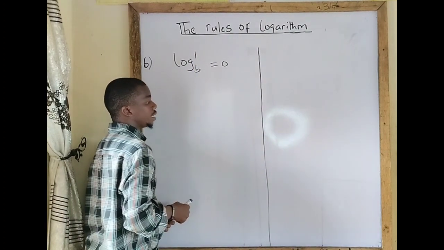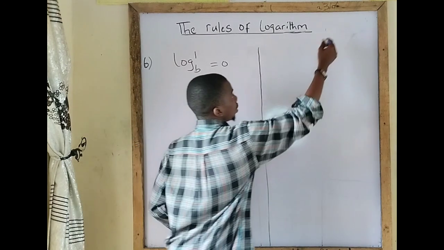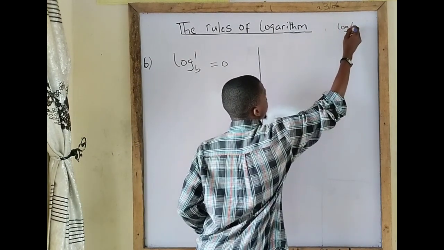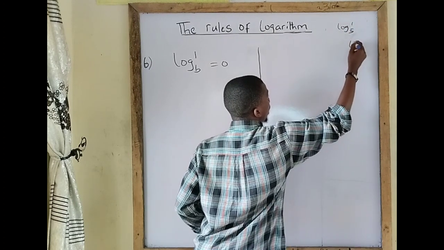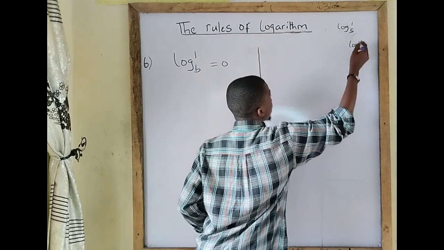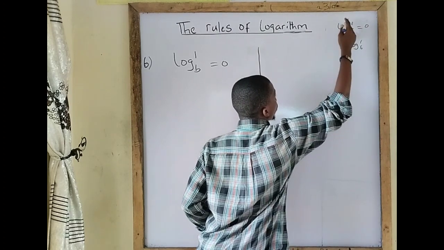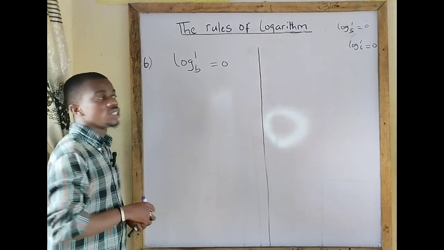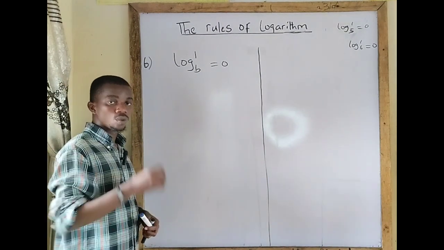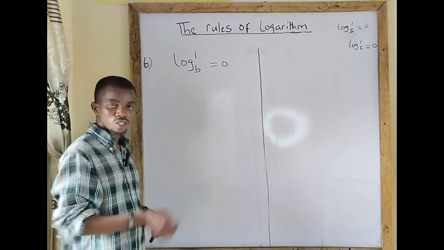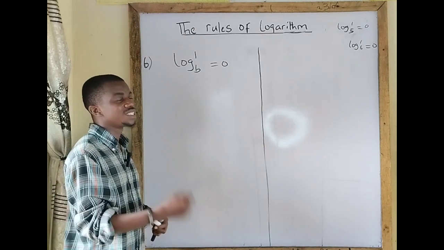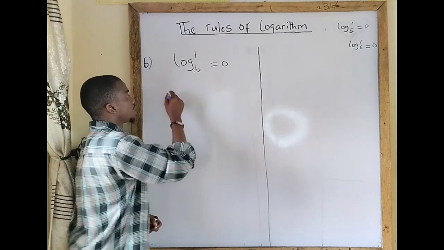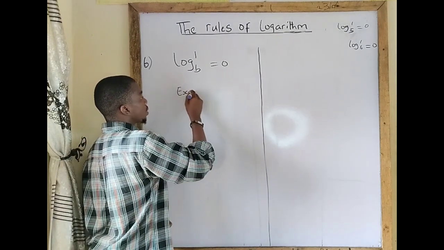Whether it is log 1 to base 5 or log 1 to base 6, whether it's log 1 to base 7, whether it's log 1 to base 8, any log 1 to any base is equal to 0. All right, so let's see this example.